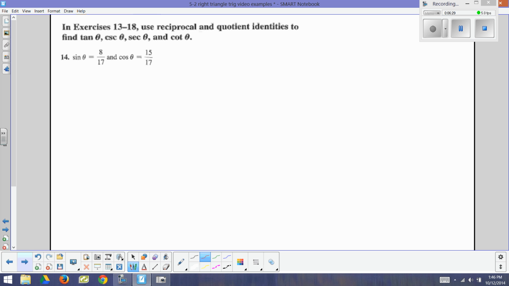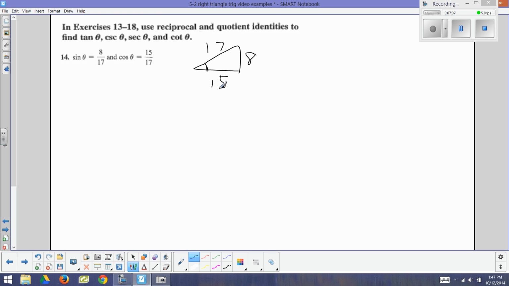14. Use reciprocal and quotient identities to find the tangent, cosecant, secant, and cotangent. So I know that sine is 8 over 17. So let me draw a picture. That's my angle. Sine is opposite over hypotenuse, and cosine is adjacent over hypotenuse. So now I have my triangle written out, and now it's just like what we did before, except I have all 3 sides, so I can read what I know.